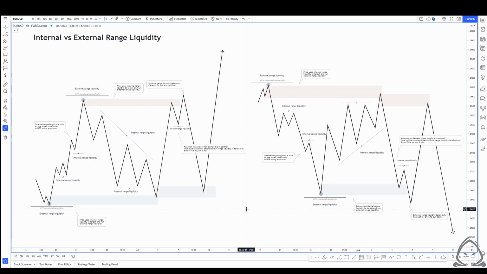Now that we understand that and the basic components of liquidity, we can move on to internal versus external range liquidity and its importance in how we can understand order flow, especially when we combine it with market structure and supply and demand. So here we have an example of a bullish bit of market structure. What we can see is higher time frame bullish swing structure. We've created a swing low and we've created a swing high.